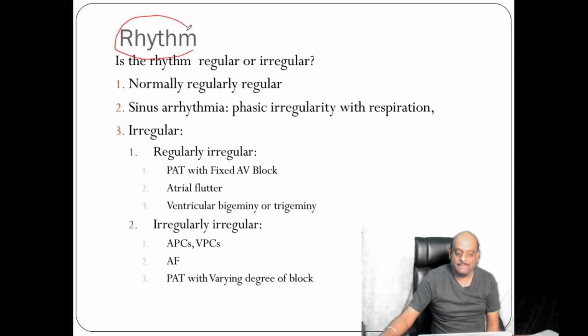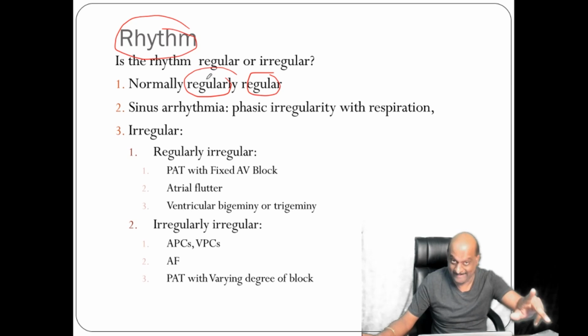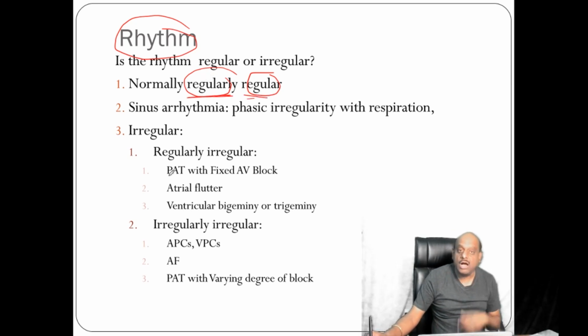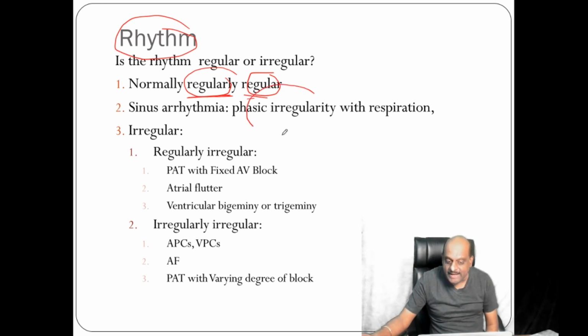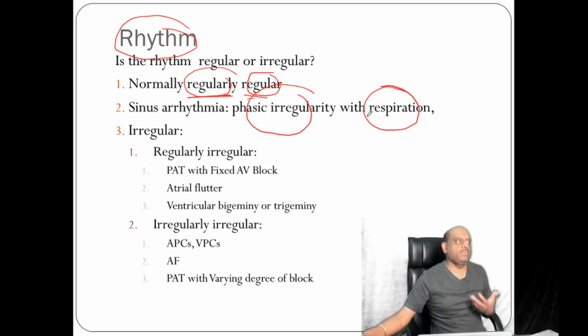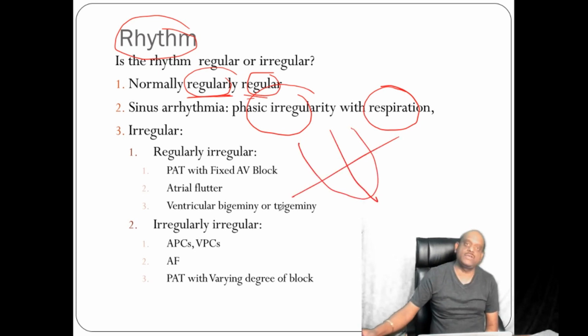Then how about the rhythm? Is it regularly regular? Sa, re, ga, ma, pa, da, ni, sa. So, is it regularly regular? Or is there any phasic irregularity whenever the person is taking respiration? So, typically, what happens during respiration, doctor? What happens during respiration?